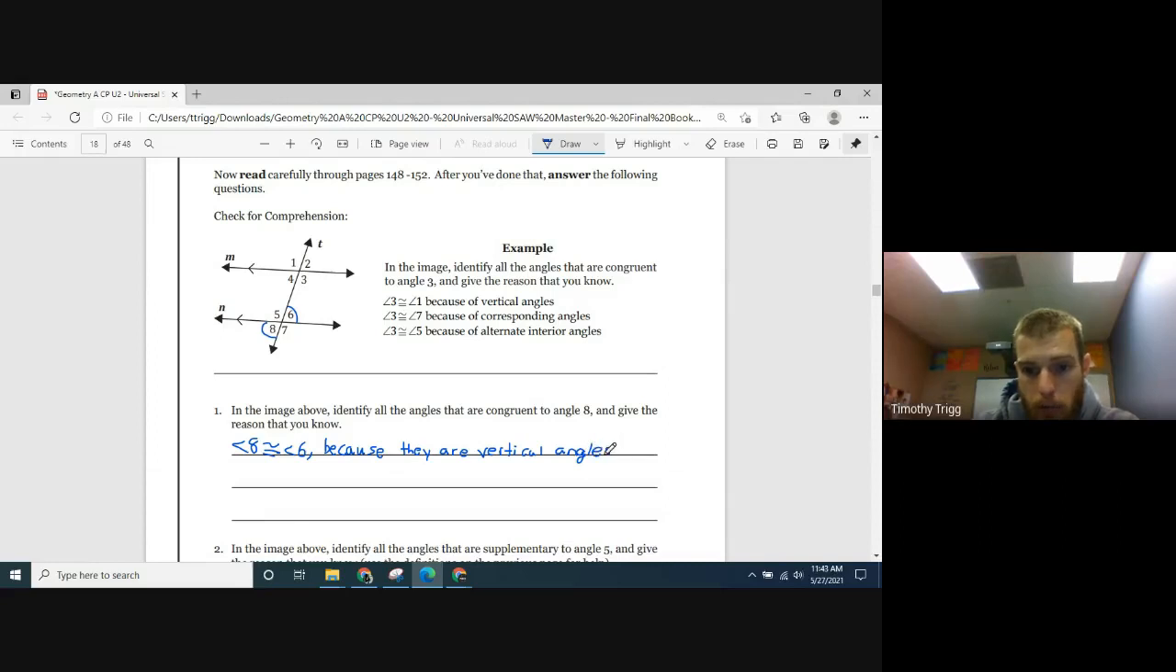It takes a while to write with a mouse. I hope you can read that. All right. So angle 8 is congruent to angle 6 because they are vertical angles.